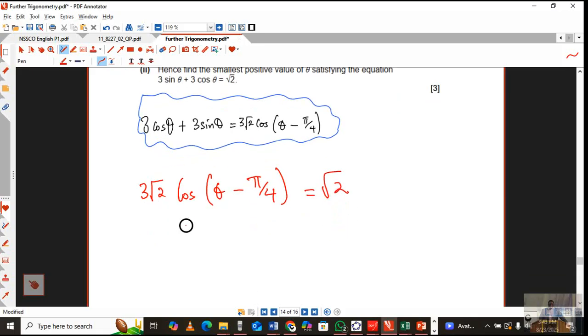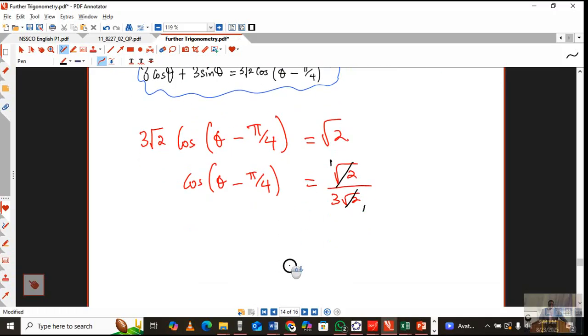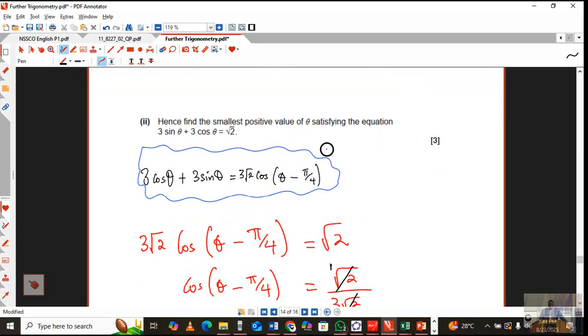Now, isolate the cos of all of this. That's going to be cos of theta minus pi over 4, and then you're going to take root 2 and divide it by 3 root 2. Of course, you can see that root 2 goes into itself once. So at the end of the day, you're going to have cos of theta minus pi over 4 equal to a third.